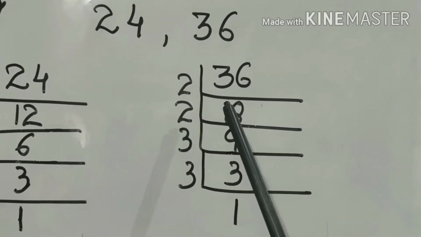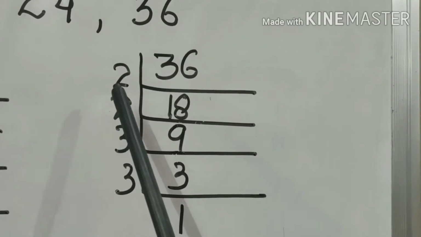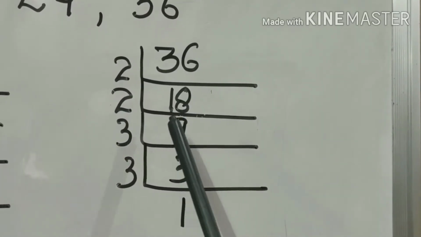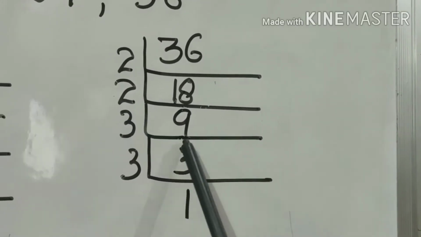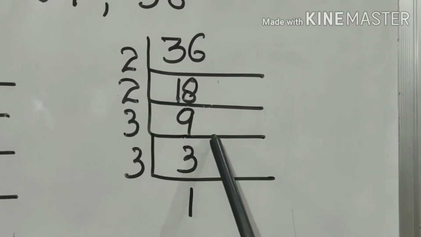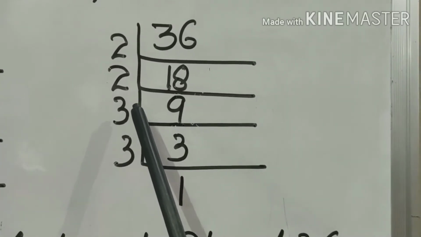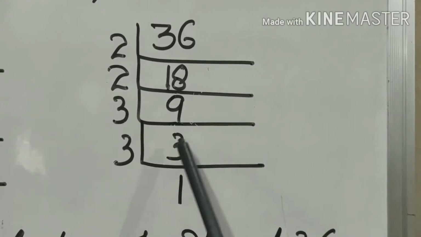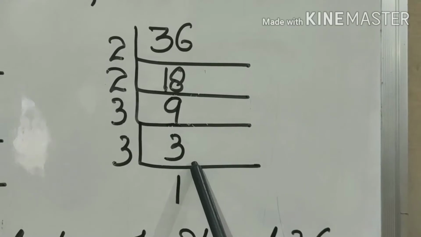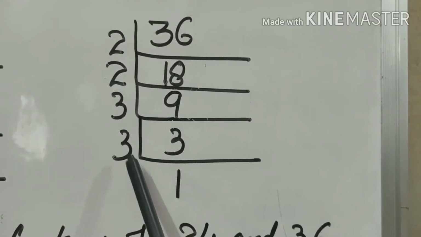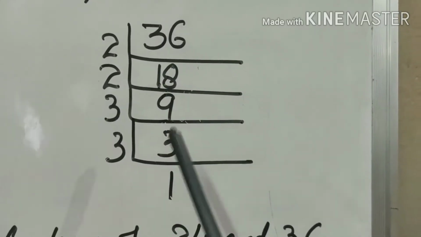We take 36 and divide it by 2. 2 18s are 36. Now 18 is again an even number. Divide it by 2. 2 9s are 18. Now 9 is an odd number. So we divide it by the next prime number 3. 3 3s are 9. Now 3 is again an odd number. Divide it by 3. 3 1s are 3. Now 36 is factorized.